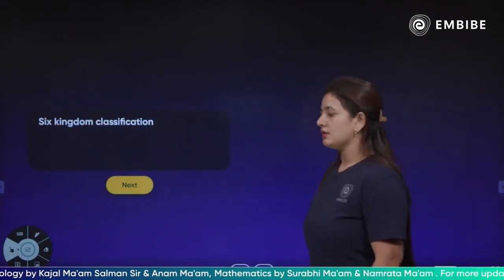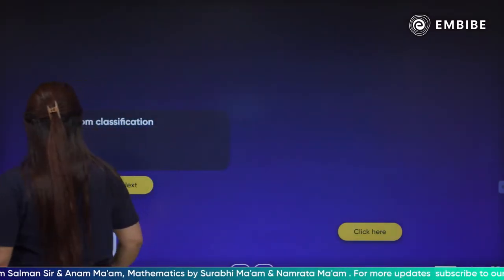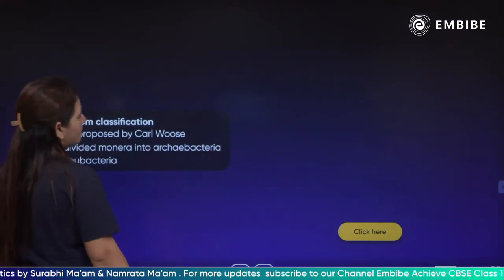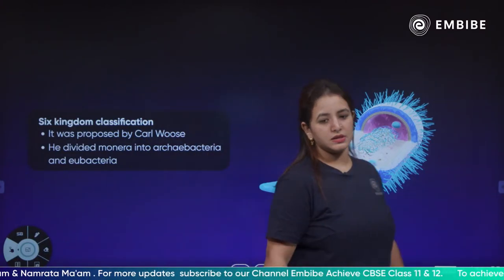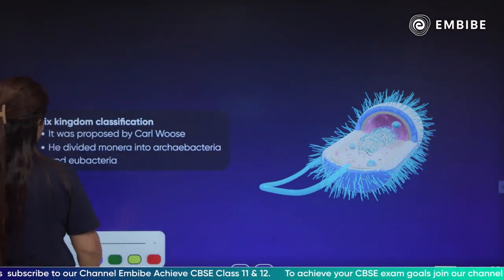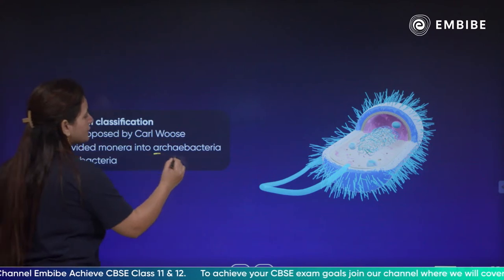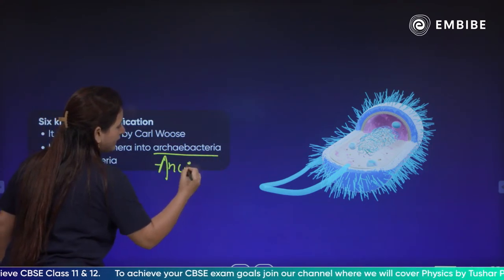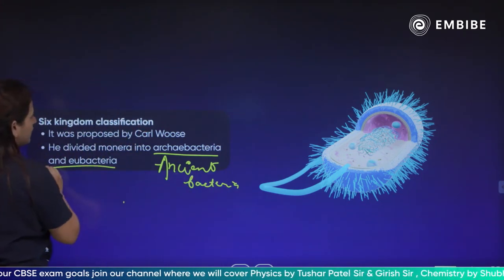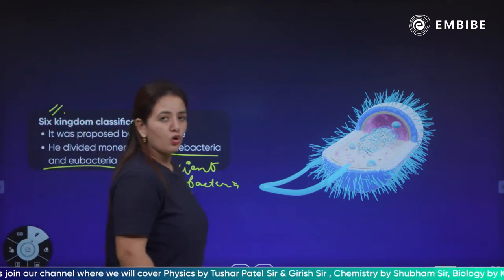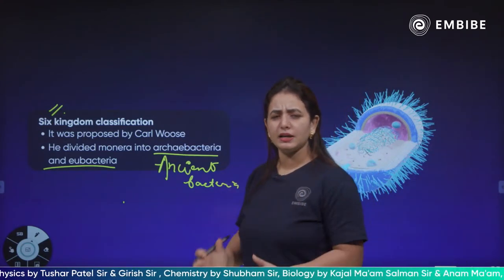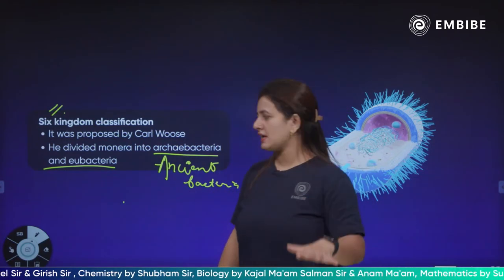Next, I would say not widely accepted, but yes, there is an existing six kingdom classification also, and it was basically given by Carl Woese. He divided Monera into Archaebacteria and Eubacteria. The Monera into Archaebacteria, which is the ancient bacteria, and the advanced bacteria, which is the Eubacteria. So the six kingdom classification is also known. Carl Woese divided the kingdom Monera into Archaebacteria and Eubacteria.